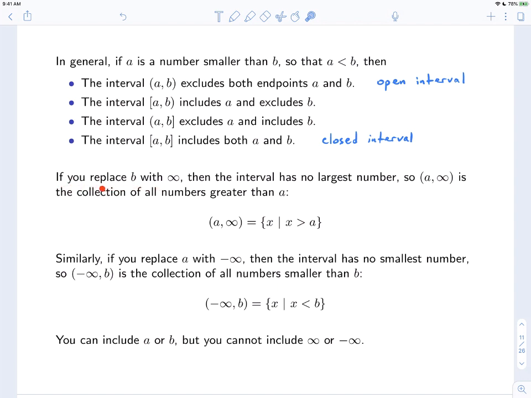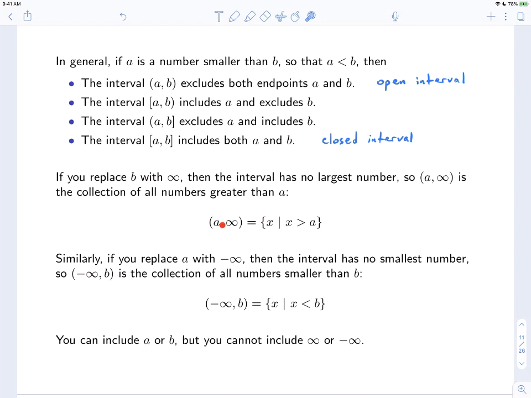One thing that we can do is we can replace b with infinity. So let's look at the first one here. If we replace b with infinity, then the interval has no largest number. So parenthesis a comma infinity parenthesis is the collection of all numbers greater than a. So this is an interval starting at a and just increasing without bound. So that means it includes all of the numbers greater than a. So it's the set of x's such that x is greater than a. Notice that this is strictly greater than a, so we use a parenthesis here.